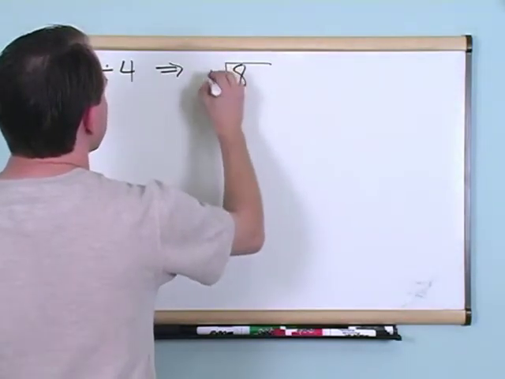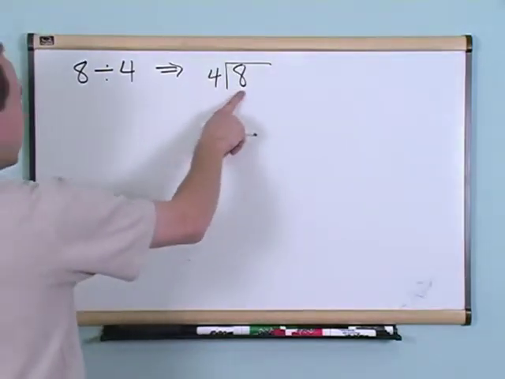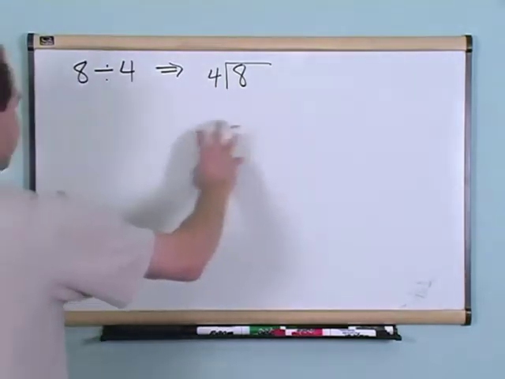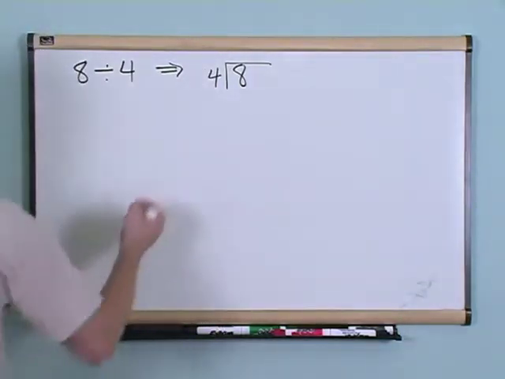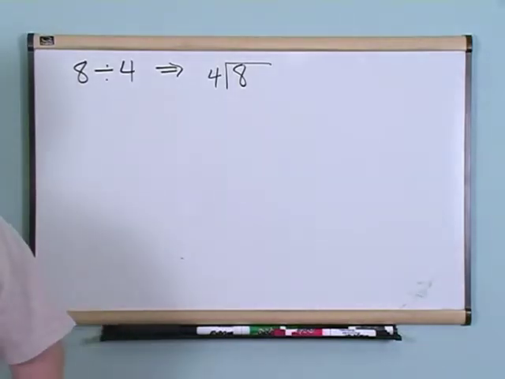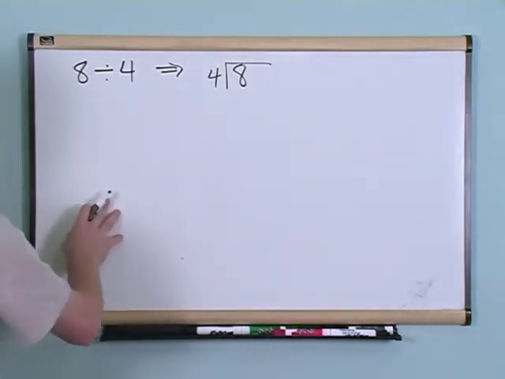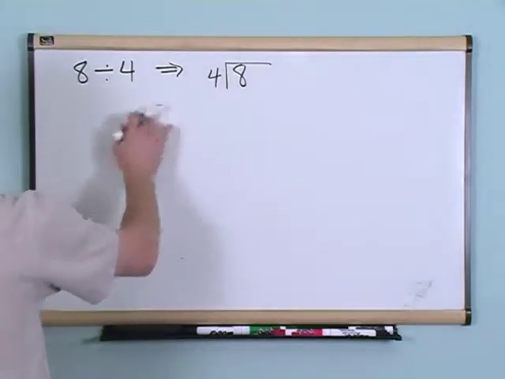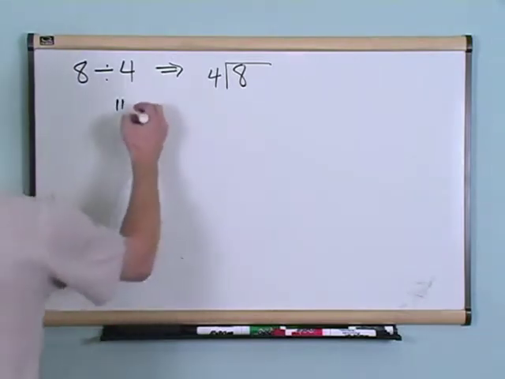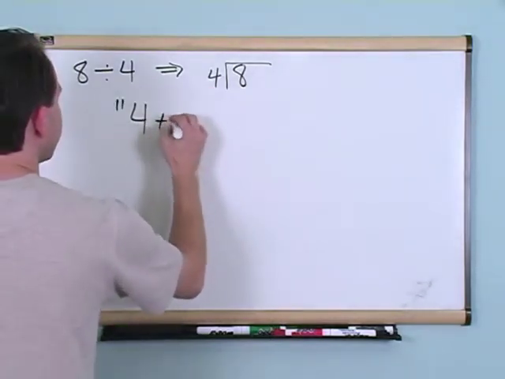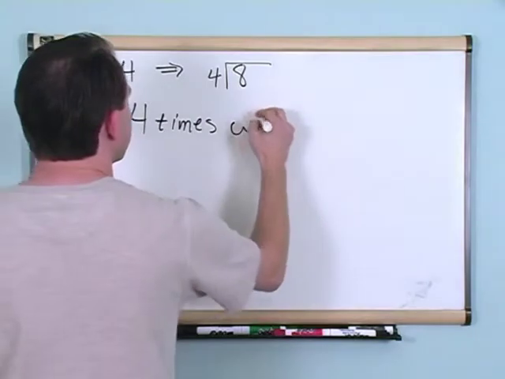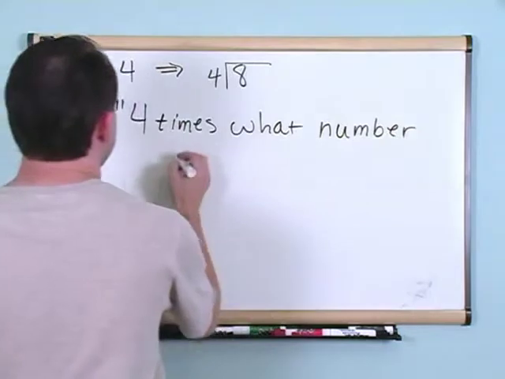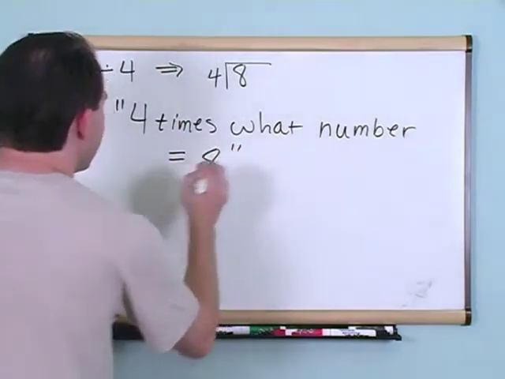8 divided by 4. What you're doing is you have a number, and then you want to chop that number into groups of 4 and figure out how many groups do you have, okay? All right, so another way you can do that is you can say the following, okay? Because multiplication and division are related, you can kind of treat this problem in the following way. You can say 4 times what number equals 8. That is what division is.